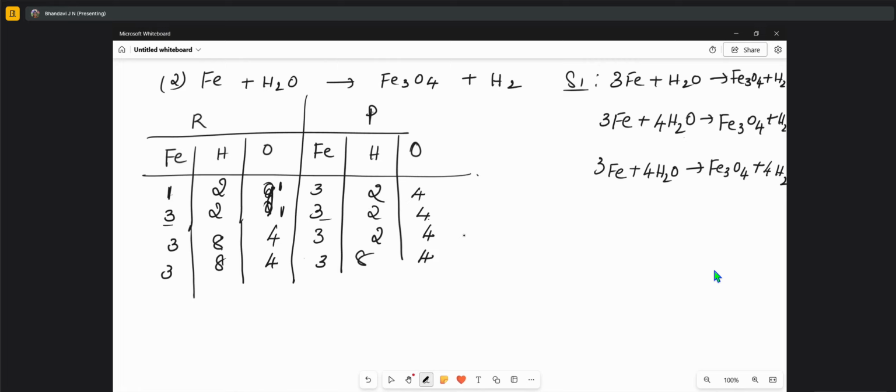And how to count here? 4 into 2 is 8, not 6. You should not add that, because 4 molecules of water are there, so it is 4 into 2, which is 8.